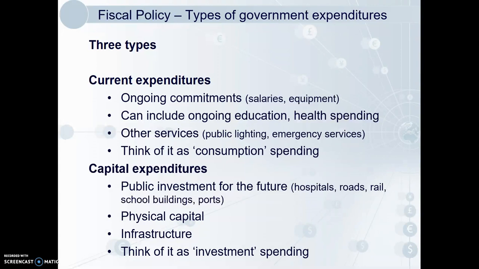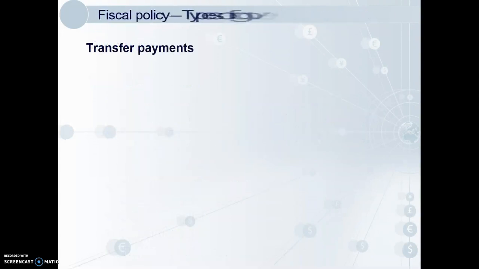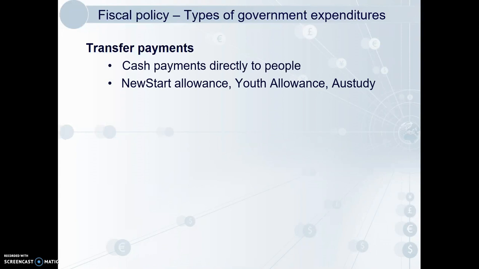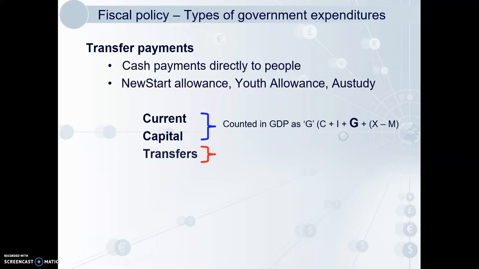Then there are transfer payments. Transfer payments are just cash payments to people, like our unemployment benefits and disability pensions. As we know, these do not count towards GDP, as no good or service is being produced. That is in comparison to current and capital expenditures, where they are buying goods and services.